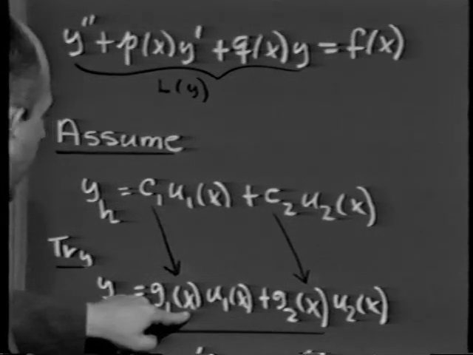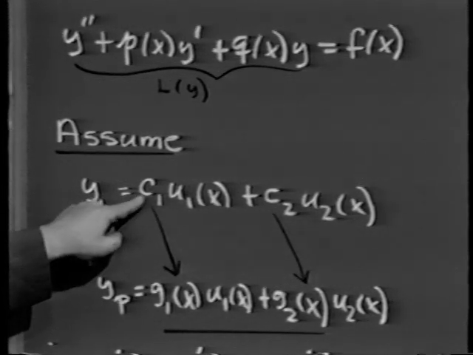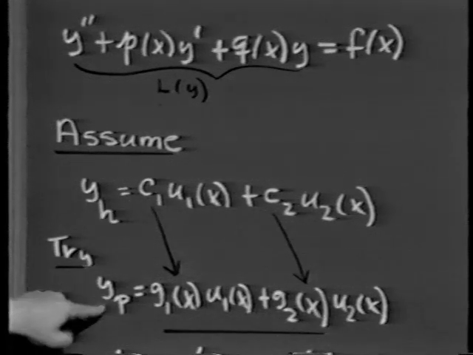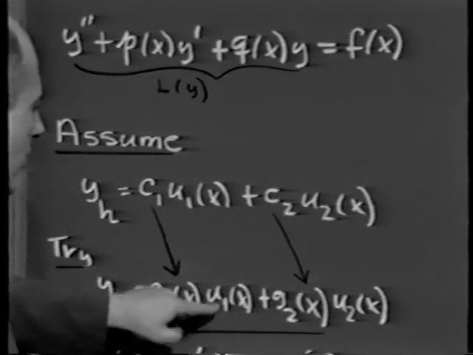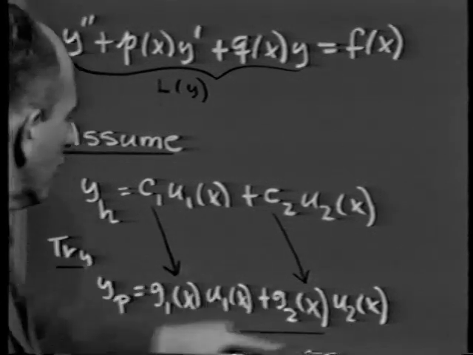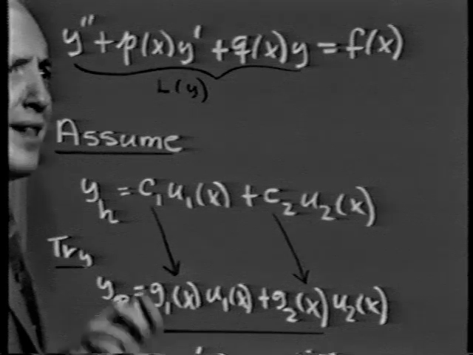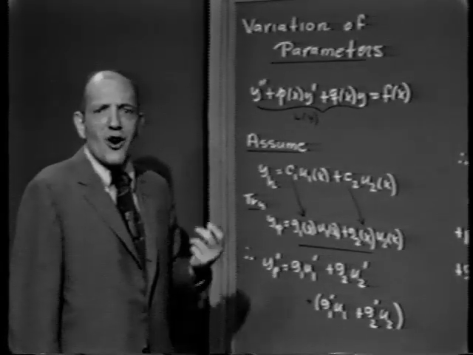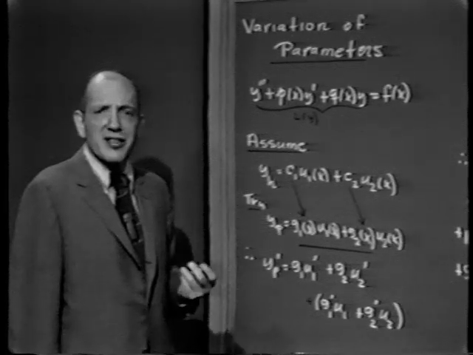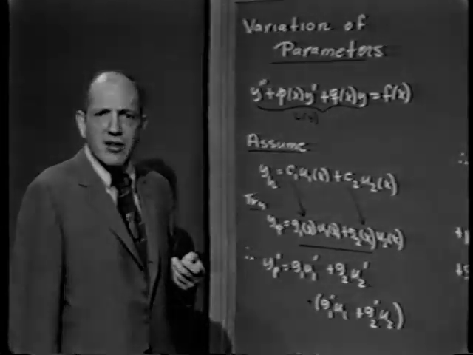So what I'm going to try now is this. Knowing the general solution of the reduced equation, I try for a particular solution of the original equation in the form g1 u1 plus g2 u2, where g1 and g2 are now arbitrary functions rather than arbitrary constants. And I now look to find out what the particular solution has to look like to be the right answer to my problem.